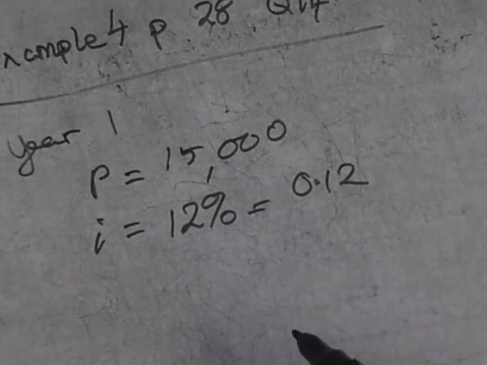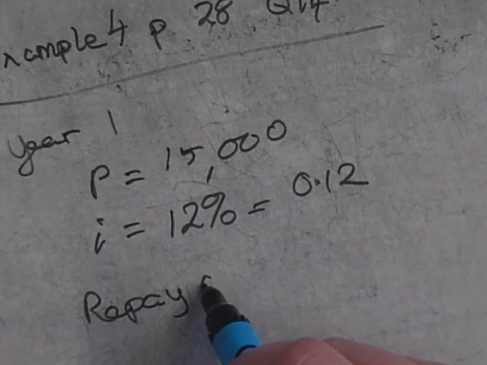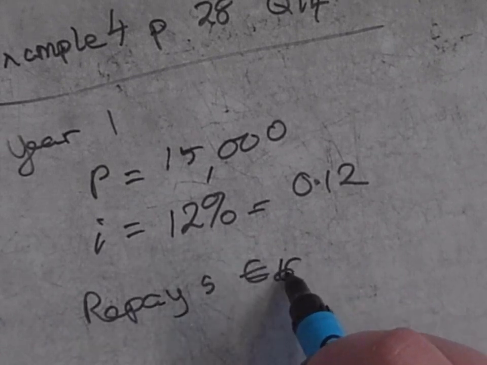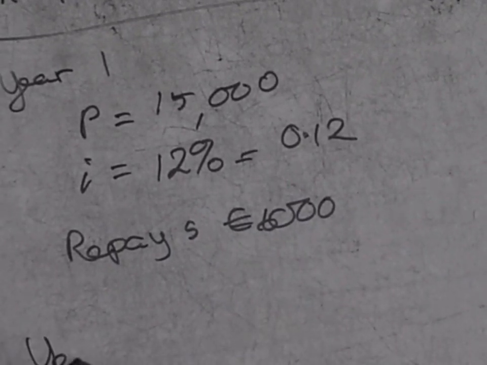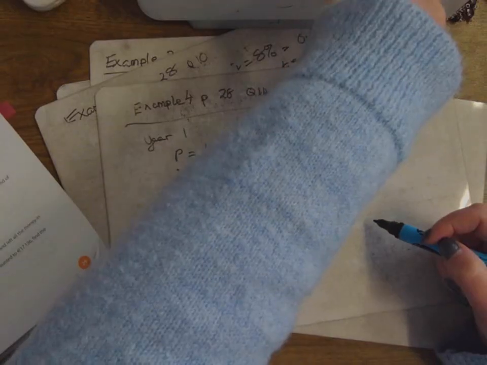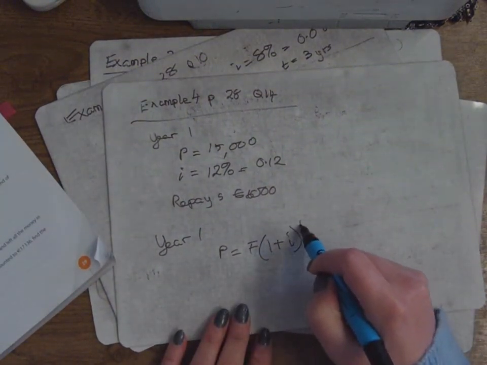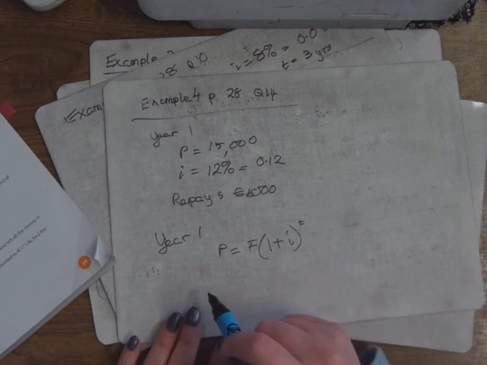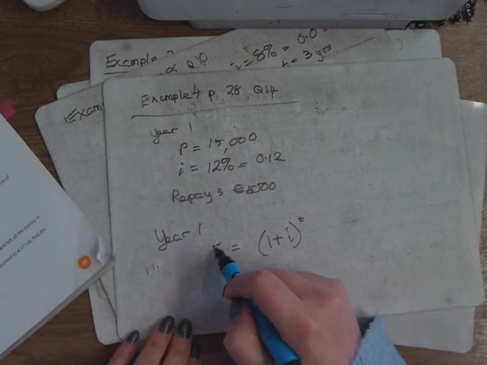Okay. The person repays 6,000 at the end of year one. So I'll deal with year two in a minute. This is year one, so we have to see how much interest they're going to be charged. So the final amount is equal to the principal times 1 plus I all to the power of T. Right, so I'm just doing 1 year. Sorry, that's the wrong way around, isn't it? Final amount is equal to the principal times that.